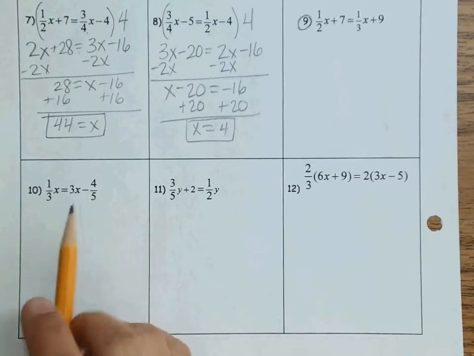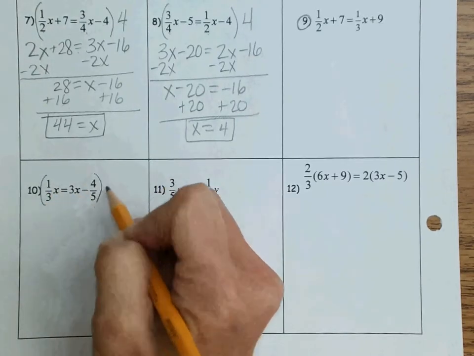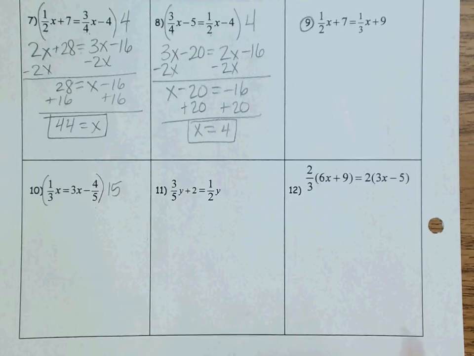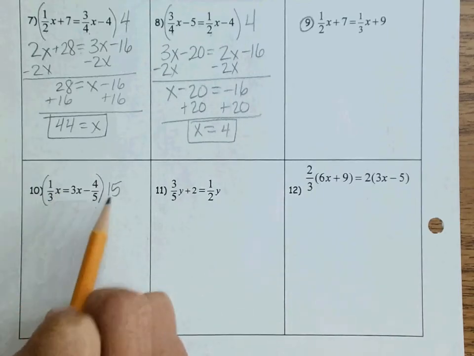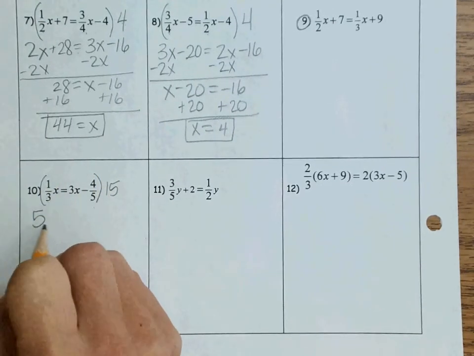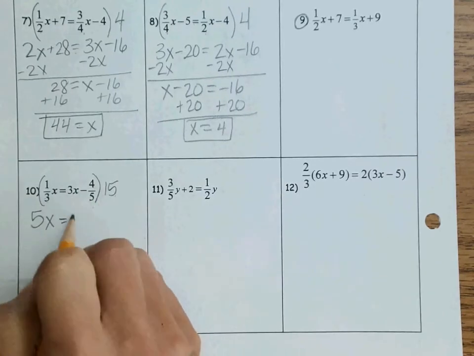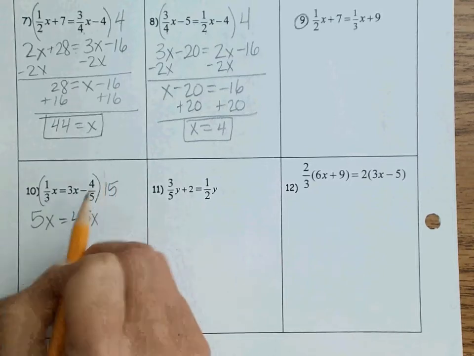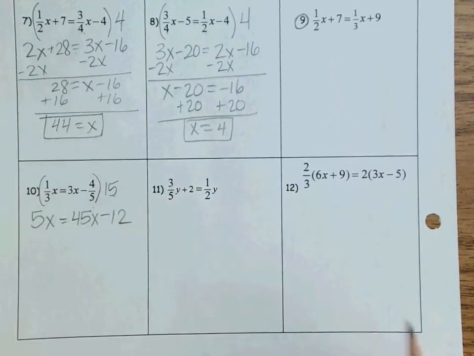Number 10, again, I see there are fractions in this equation. We are going to eliminate fractions. To eliminate fractions, we multiply by the LCD. Again, this is a requirement when you see fraction equations. The LCD between 3 and 5 is 15. Every term is going to get multiplied by 15. So 1/3 times 15 is 5. We get 5x. 3 times 15 is 45x. 4/5 times 15 is -12.